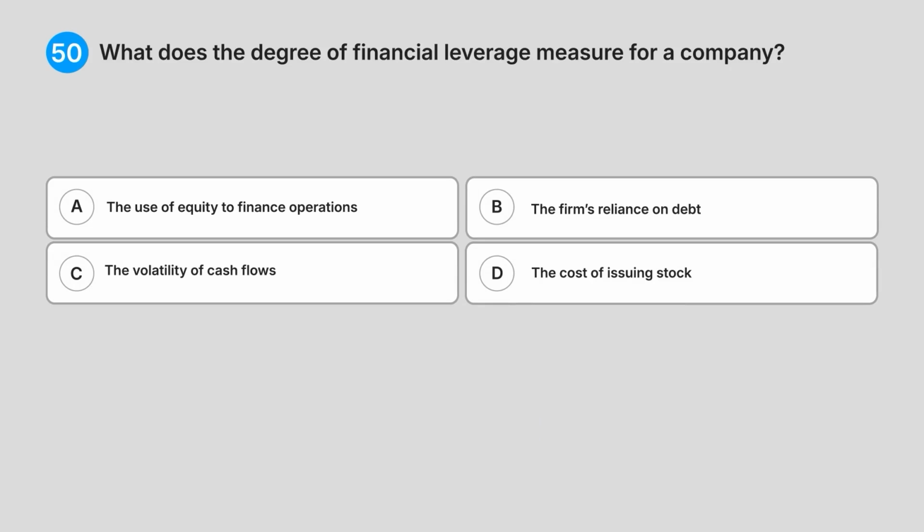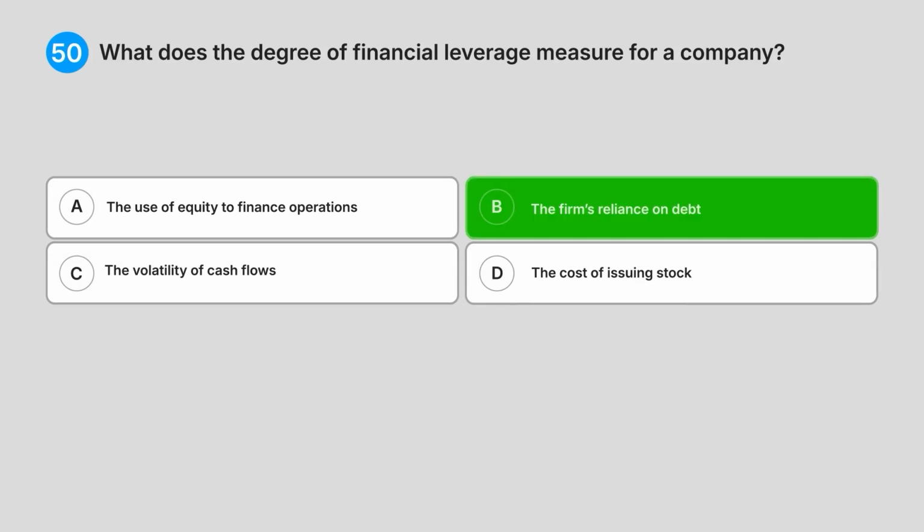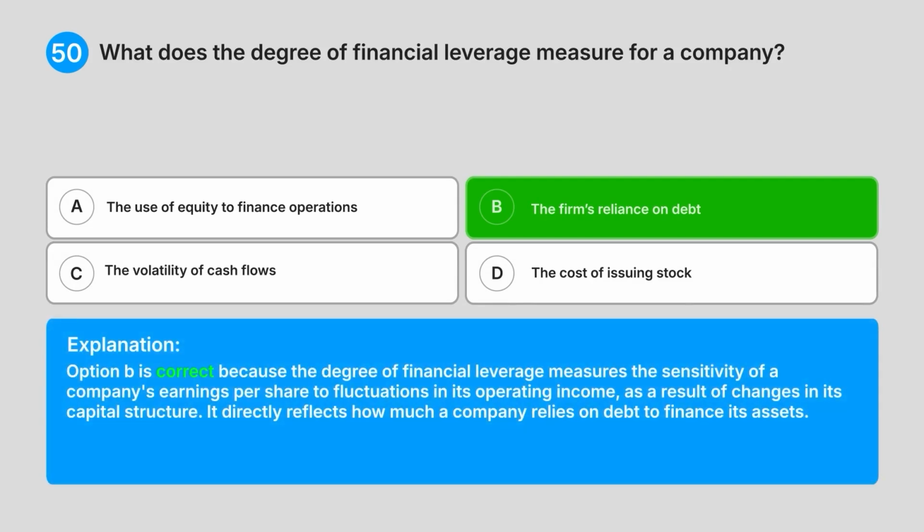Correct answer, B. The firm's reliance on debt. Explanation: Option B is correct because the degree of financial leverage measures the sensitivity of a company's earnings per share to fluctuations in its operating income as a result of changes in its capital structure. It directly reflects how much a company relies on debt to finance its assets.